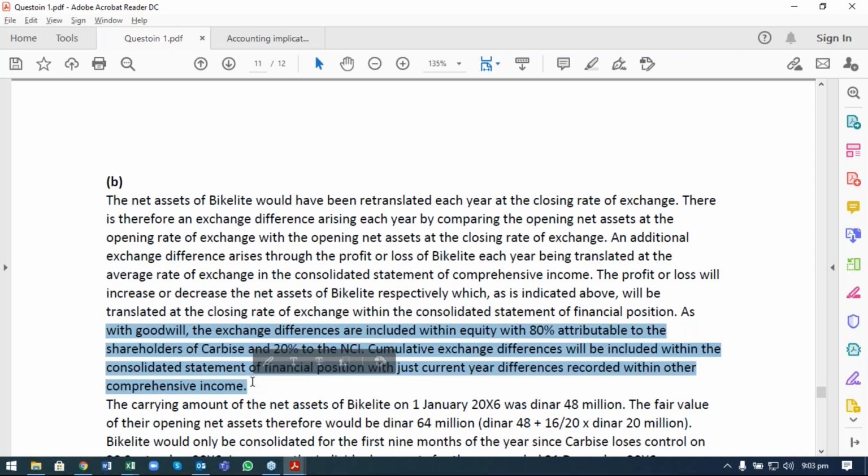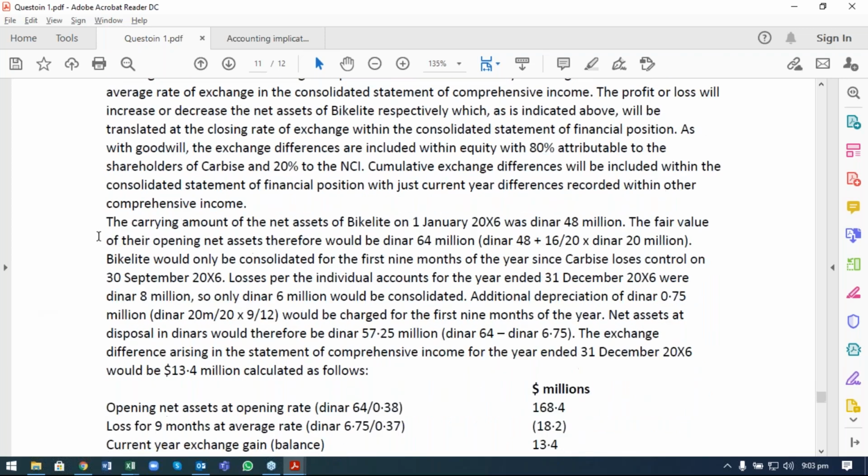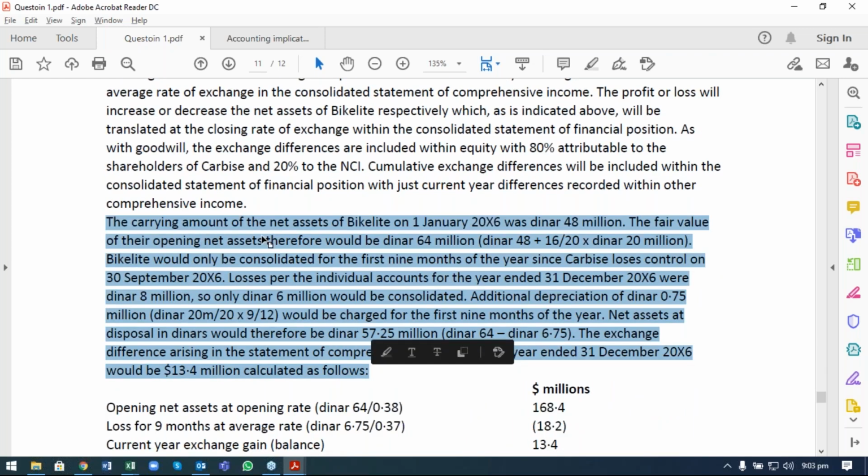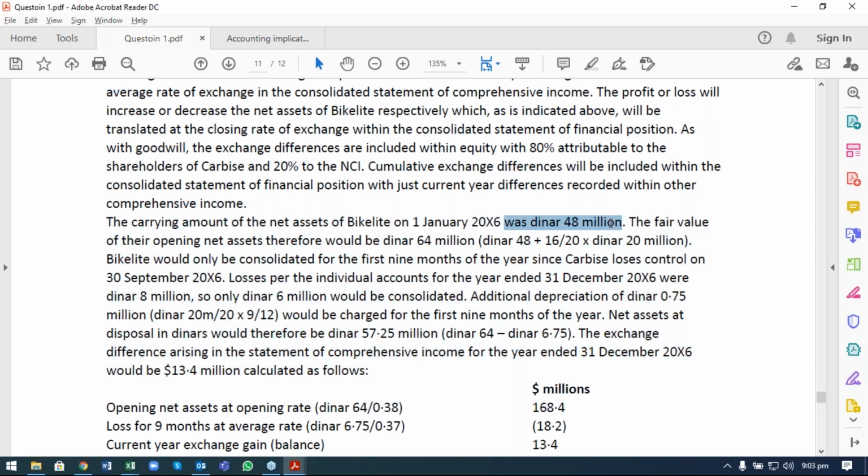So this is the whole explanation of what we have actually calculated, and you can see this is the actual explanation of what was done. The carrying amount of Backlight's net assets on 1st January 20X6 was 48 million dinar, as provided within the question. The fair value of their opening net assets would therefore be 64 million dinar. How? 40 million dinar plus 16 million, because the rest of the amount was charged to the profit and loss account. The additional depreciation, the 4-year depreciation, we have concluded in this way.